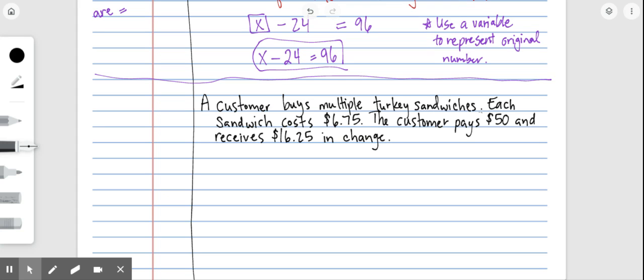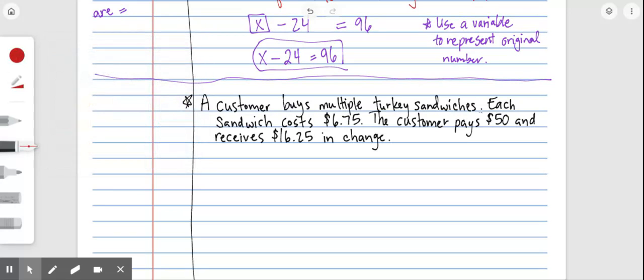All right, you guys, so this second example is a little longer, a little more difficult, and it's got a little more information than the last problem. So we're going to do pretty much the same steps. We're going to go through and find important information.